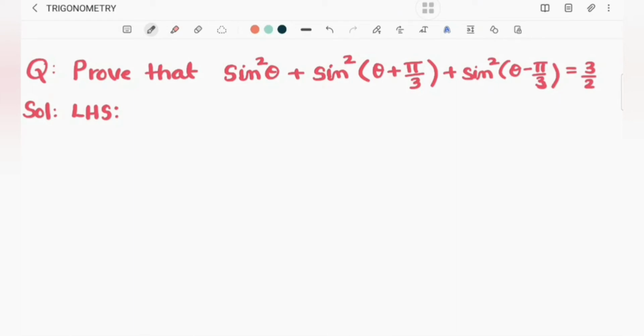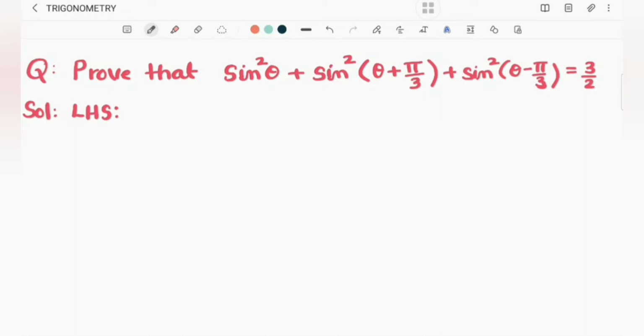In this video, we are going to discuss some important results in trigonometry, the first year related mathematics in intermediate. Let us have a discussion. The first question: prove that sin square theta plus sin square of theta plus pi by 3 plus sin square of theta minus pi by 3 equal to 3 by 2.